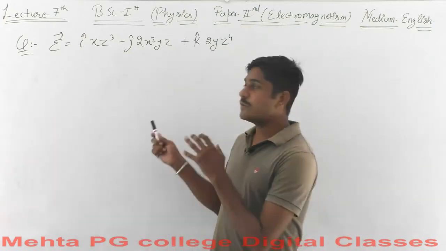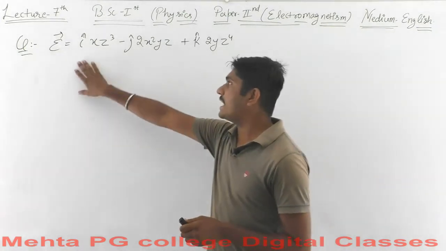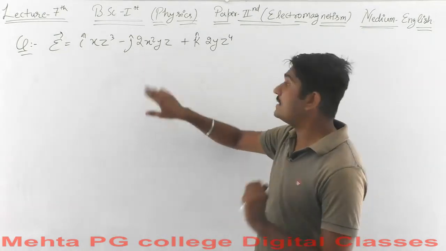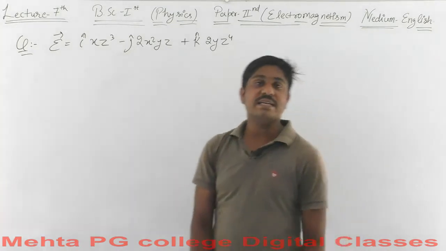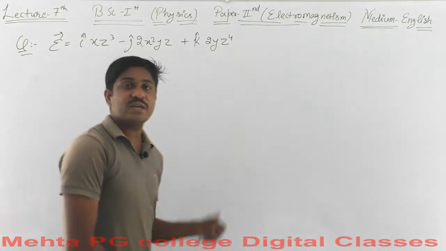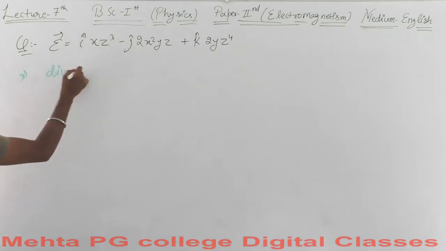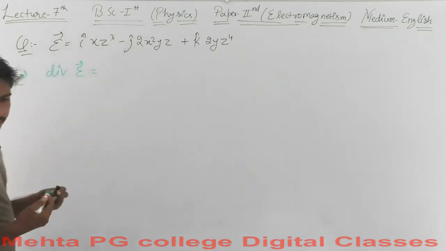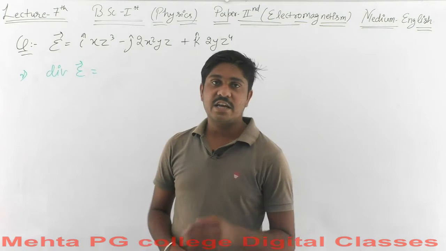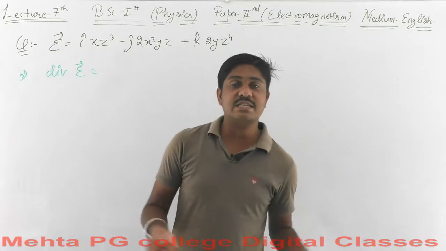As you can see on the whiteboard, we have an example: electric field E is equal to i cap x z cube minus j cap 2 x square y z plus k cap 2y z raised to power 4. We are supposed to find the divergence of this electric field. So what will be the divergence? If you remember lecture 3rd, where we discussed divergence.